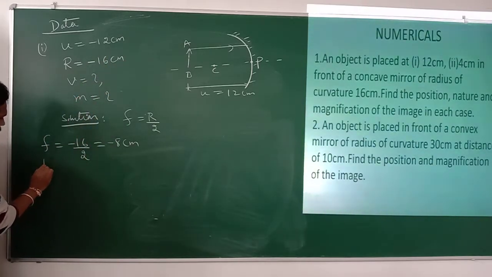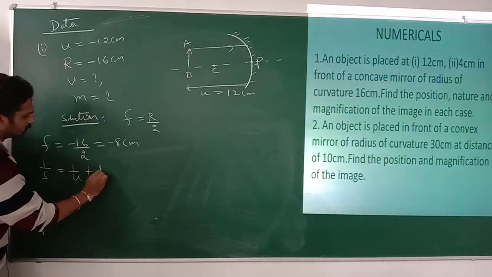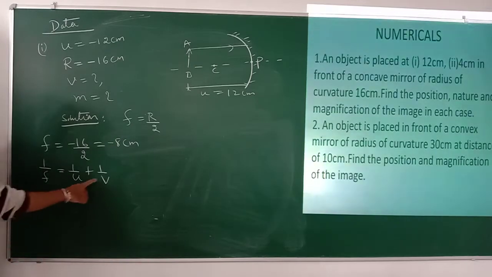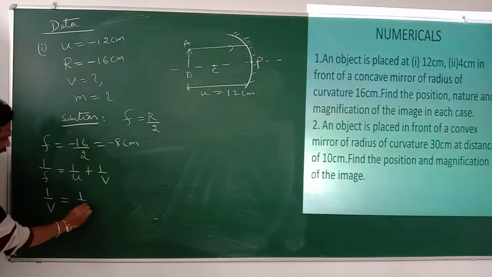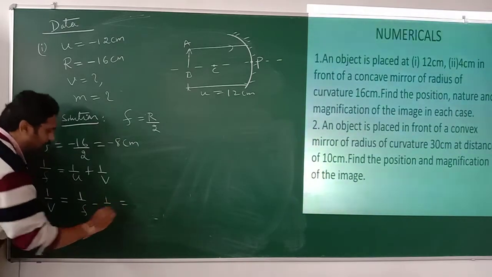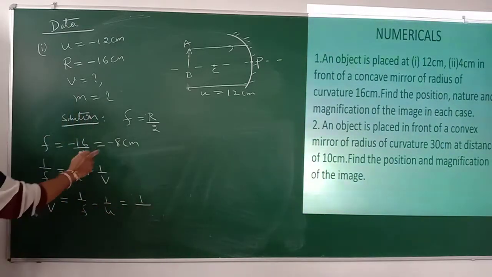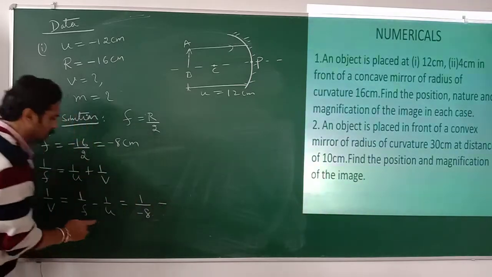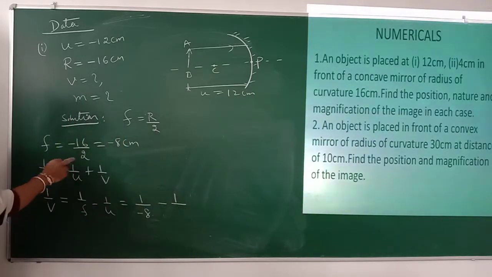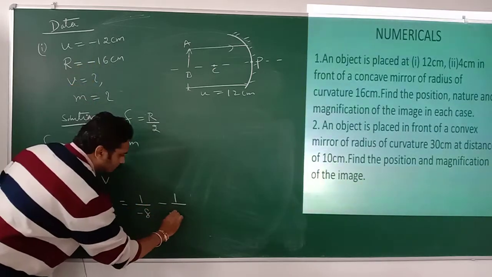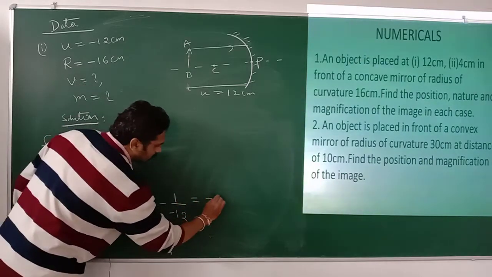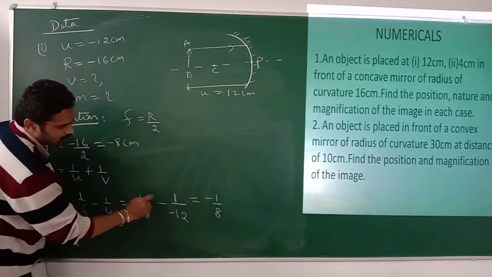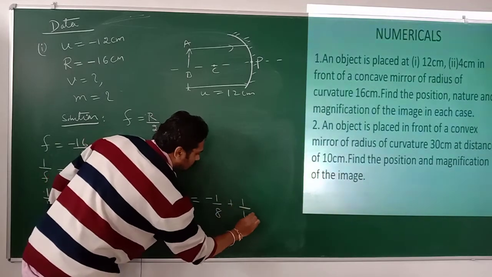Now the mirror equation: 1 by f is equal to 1 by u plus 1 by v. I am taking 1 by v to the left hand side. 1 by v is equal to 1 by f minus 1 by u. Now f is minus 8. Now u is the object distance, u is minus 12. Now this minus you take to the numerator. This is minus 1 by 8. This is minus minus plus 1 by 12.